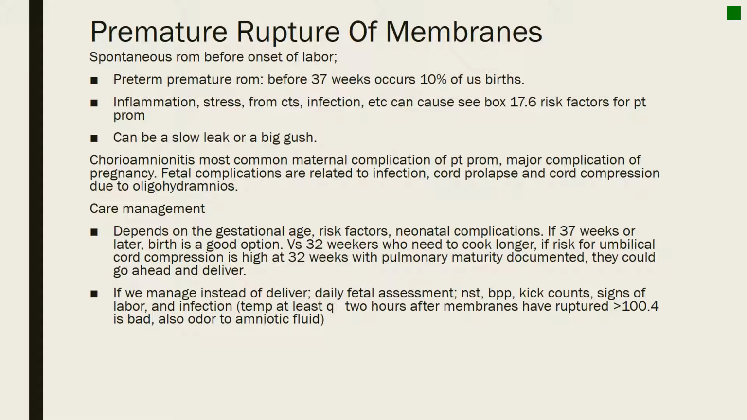If 37 weeks or later, we can birth that baby. Those babies will be fine. For 32 weekers who need to cook longer, maybe there's risk for umbilical cord compression. At 32 weeks, if we have pulmonary maturity documented, we could go ahead and deliver. It's just going to depend on what's going on with this particular pregnancy.